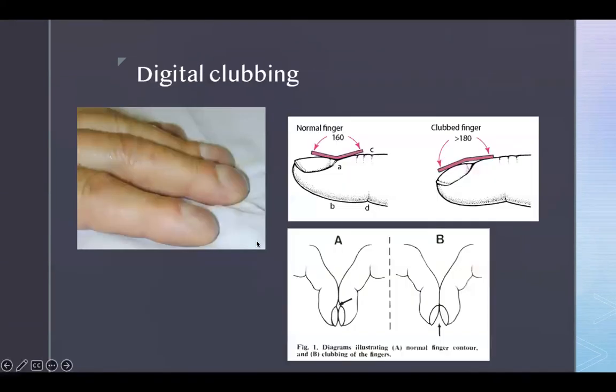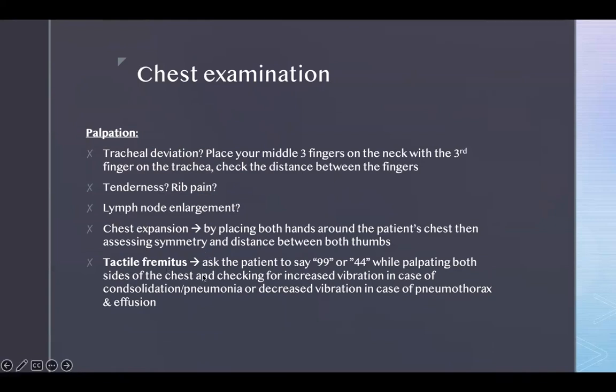Now, tactile fremitus. Tactile fremitus should be assessed while asking your patient to say certain numbers like 99 or 44, and while saying that you should be palpating both sides of the chest, checking for increased vibration. If there was increased vibration or the sound was propagated to your hand in an exaggerated way, then this can mean that there's a consolidated mass, consolidation, or pneumonia. If it was decreased, on the other hand, we would suspect air, pneumothorax, or effusion, a building up of fluid around your chest.